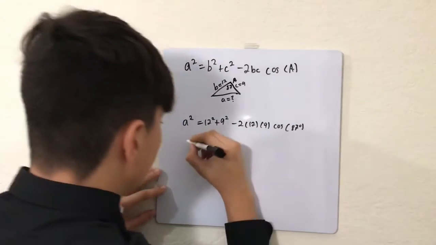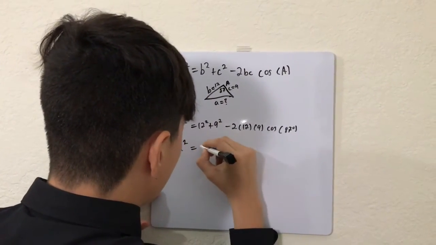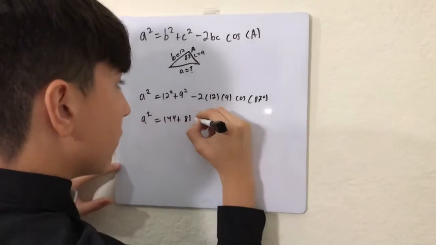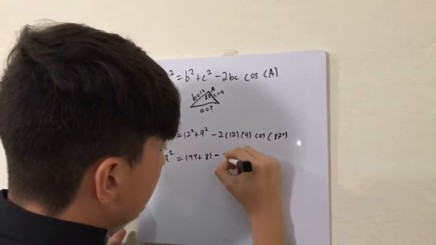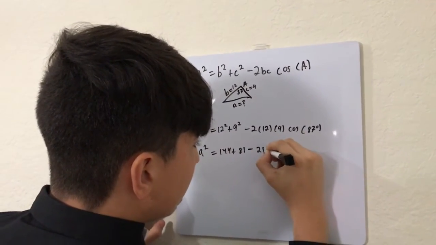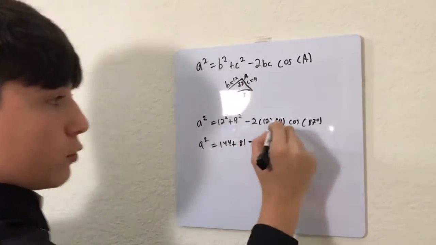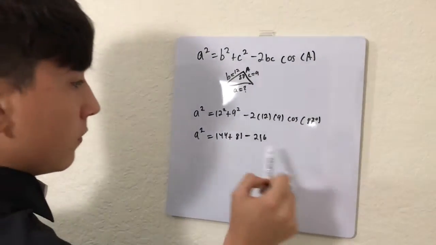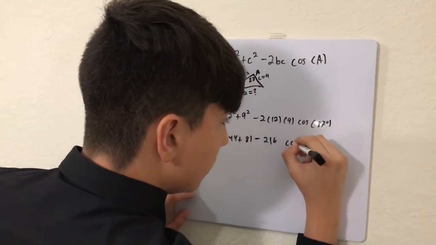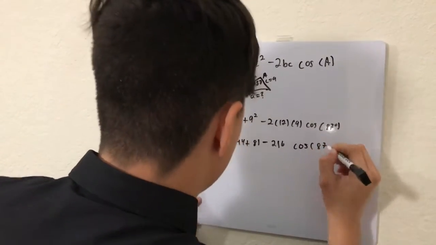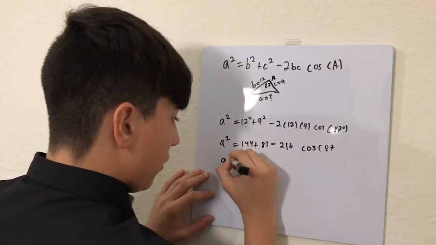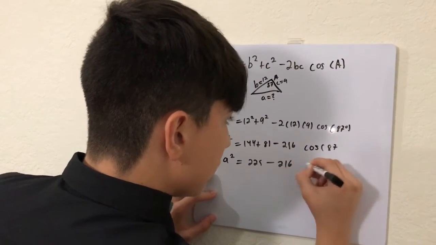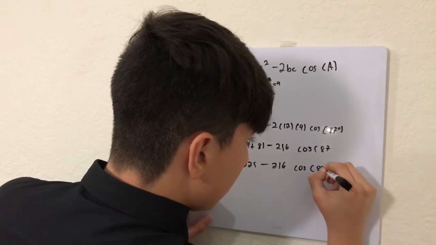Now if we start solving, we will get a squared equals 144, which is 12 squared, plus 81, minus 216, which is what 2 times 12, which would be 24, times 9, which would be 18, equals. So that would all equal 216 times the cosine of 87. If we go in again, this would simplify to 225. This is 216, and this will stay the same.